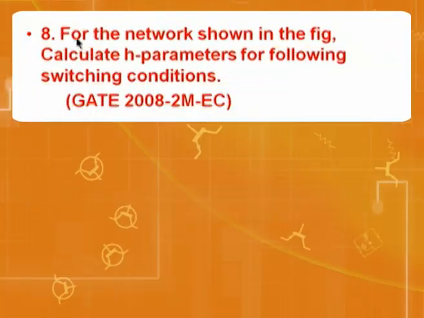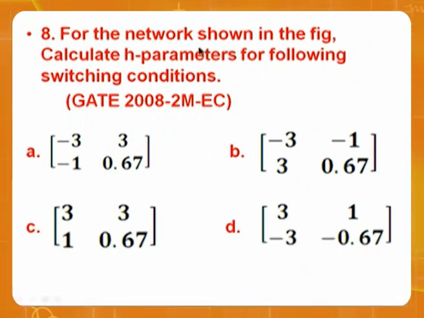Now these Z parameters, you have to use in the next question. As I told you, this is a linked problem. The question is, for the network shown in the figure, calculate H parameters for the following switching conditions. You have two options here. You can calculate H parameters directly, or you can calculate Z parameters and come. The old method says calculate Z parameters and convert into H parameters.